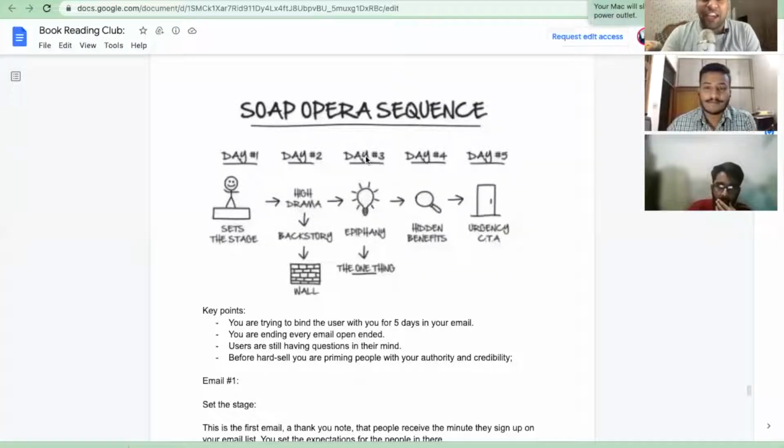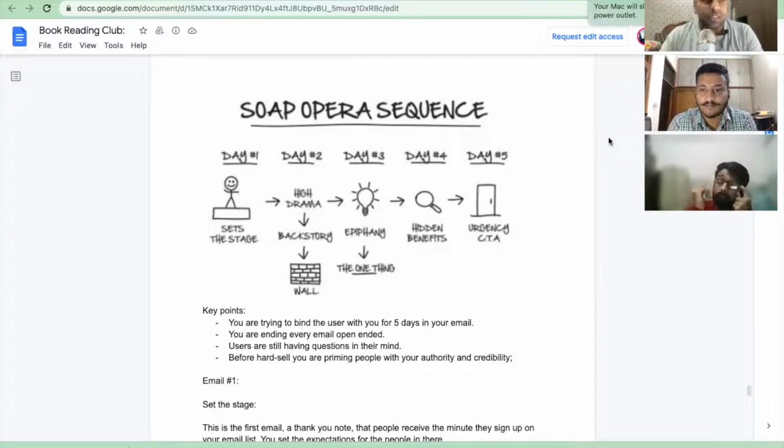What's up, everybody? We are at chapter 7 of Dotcom Secrets, and this is the soap opera sequence. As I say in every chapter, this is one of the most important chapters of this book.